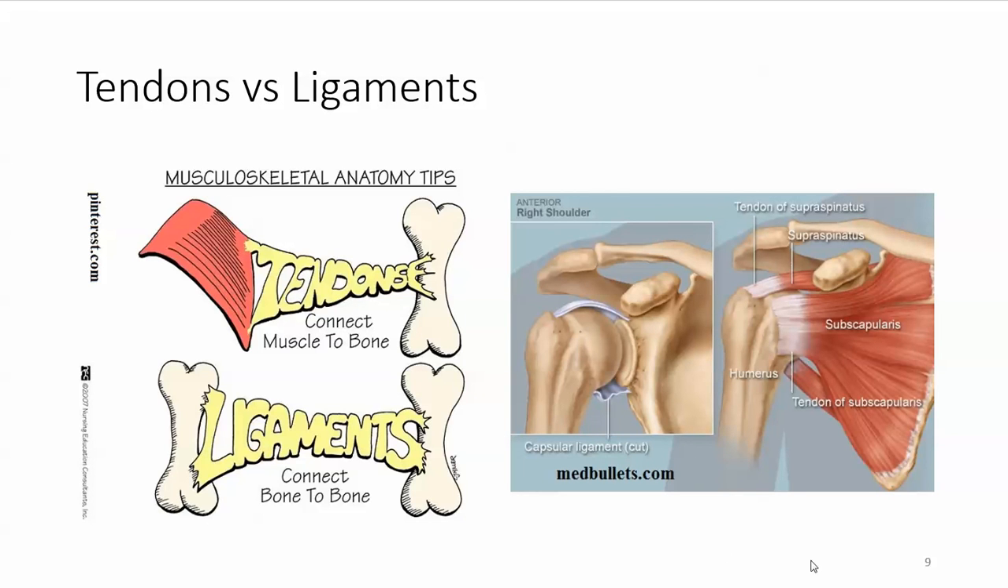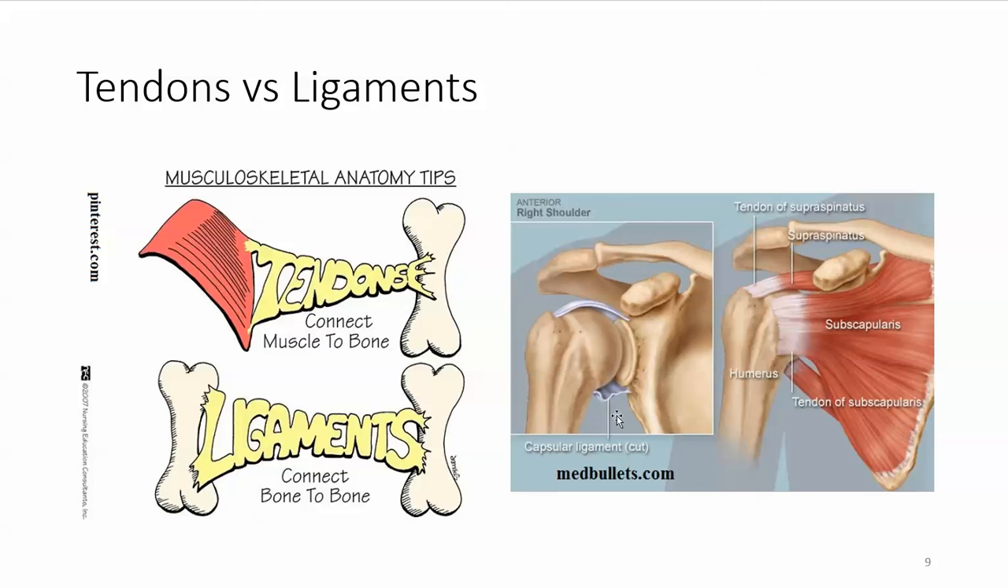And let's talk about a tendon versus a ligament. So, tendons connect muscle to bone, and ligaments connect bone to bone. This right here is the acromion of the scapula. This is the clavicle. Okay? And by the way, we're looking at the rotator cuff right here. And in between here is the acromioclavicular ligament, bone to bone.